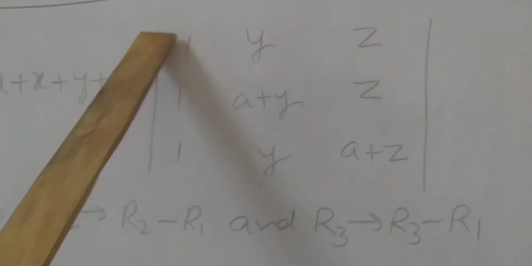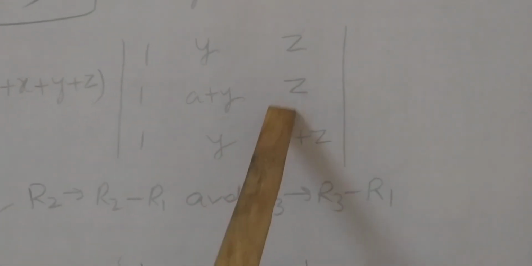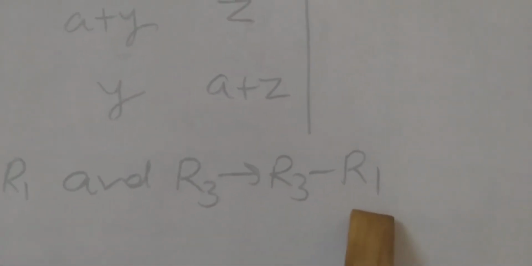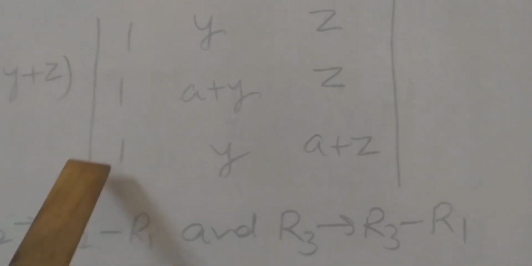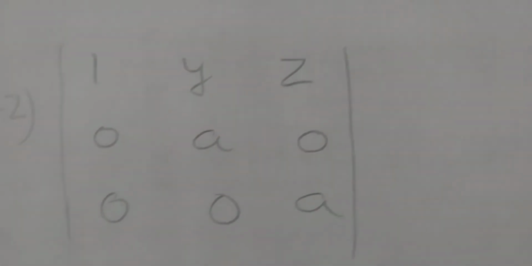So 1 minus 1, 0. A plus Y minus Y, A. Z minus Z, 0. R1 will remain as it is because we are not changing R1. Now R3 tends to R3 minus R1, students, this property we are going to use. 1 minus 1, 0. Y minus Y, 0. A plus Z minus Z, A. Okay, students. Now you can see we have formed two zeros here.